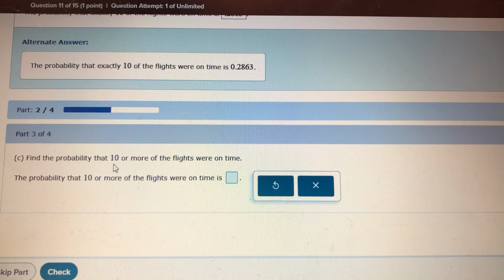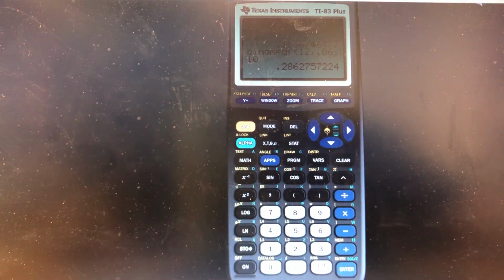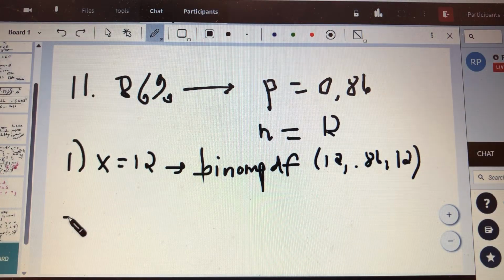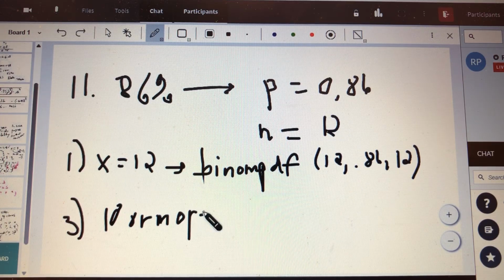Find the probability that 10 or more. See, this is different than the other one we did. The other one, remember, said more than 2. This is 10 or more. Not more than 10, but 10 or more. Well, this is definitely a CDF.